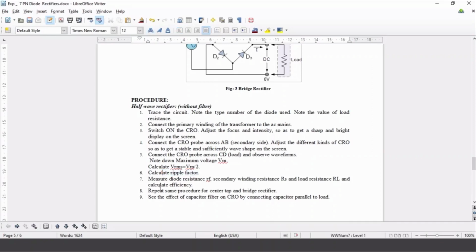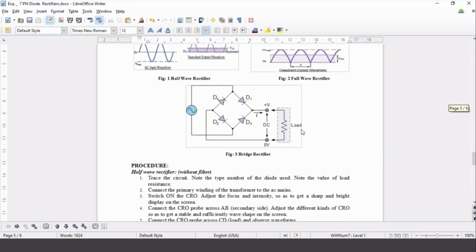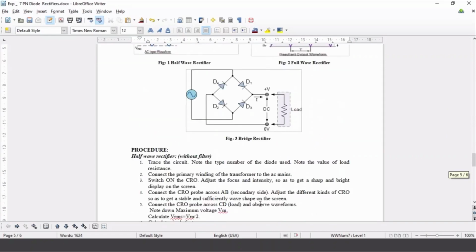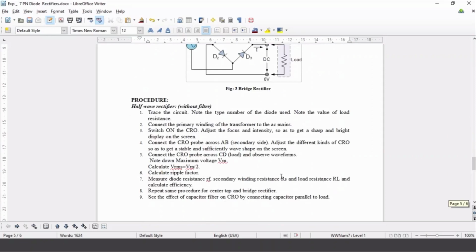Fine. Now you have to measure the diode resistance in forward bias condition RF, secondary winding resistance RS, and load resistance RL. That means this diode will have some forward resistance, small RF, right, as well as the winding resistance RS. Use that to calculate the efficiency.